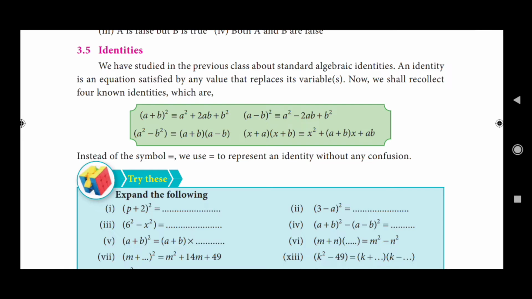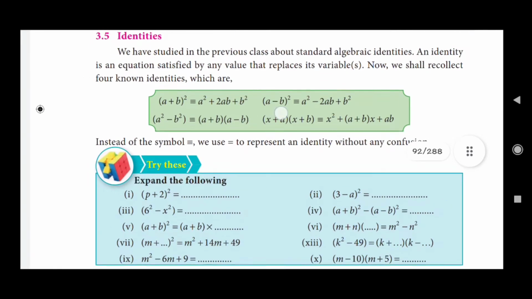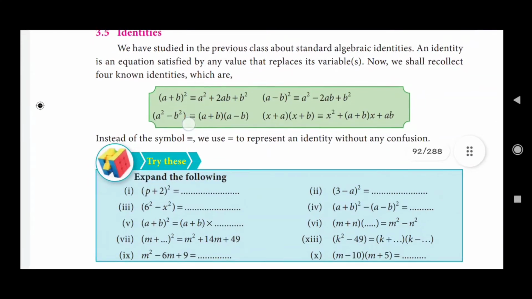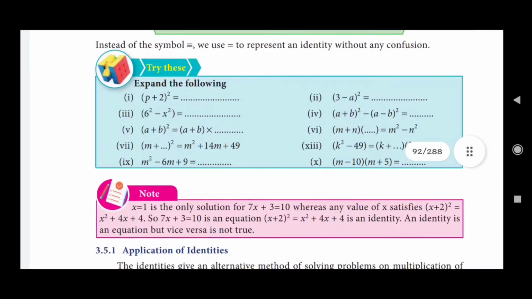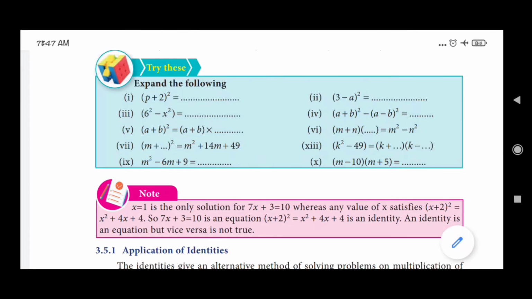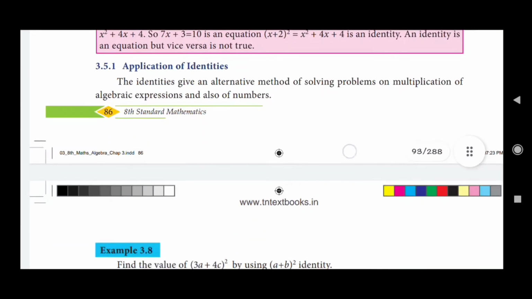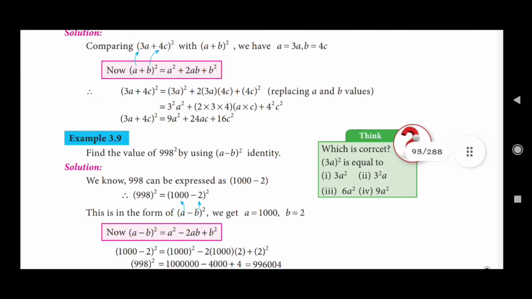format. Then identities. This is also important. Identities means the formulas. Here you can see a plus b whole square, a minus b whole square, then a square minus b square. These are the formulas you have. You need to learn the formula. It will be useful to solve the sums. So from identities you will get many sums.